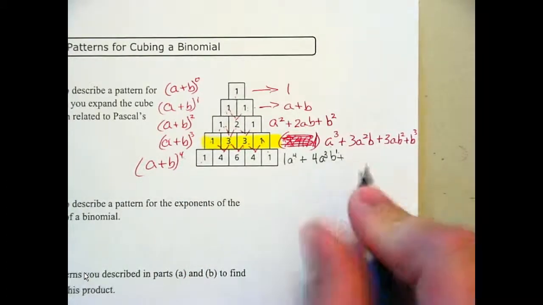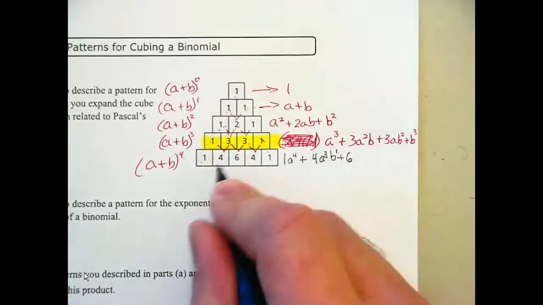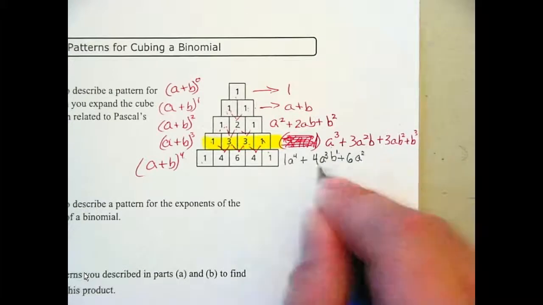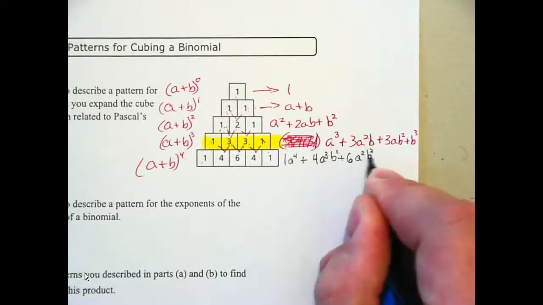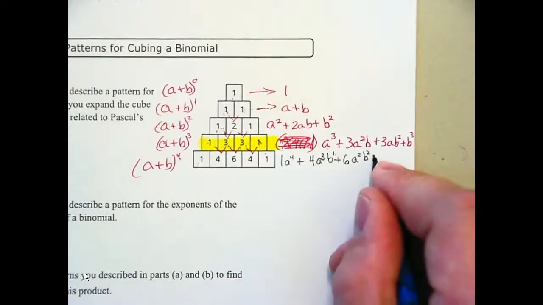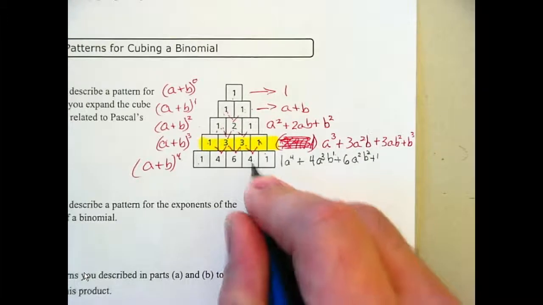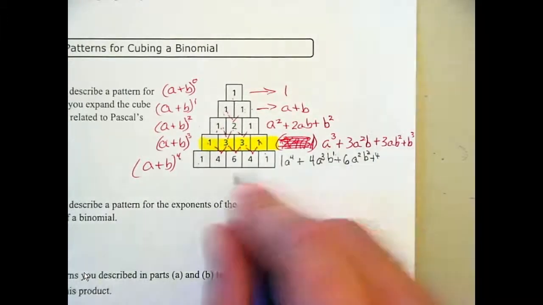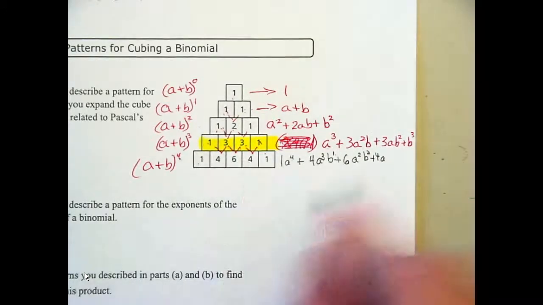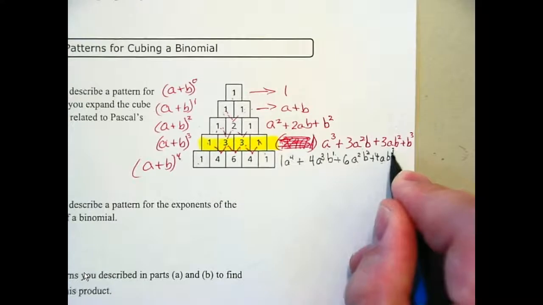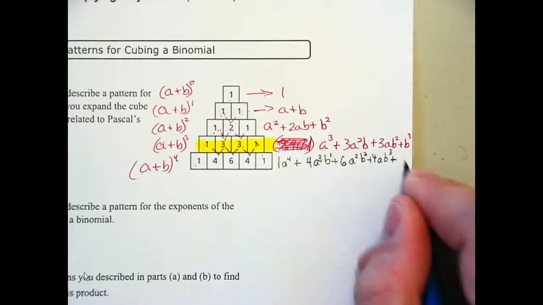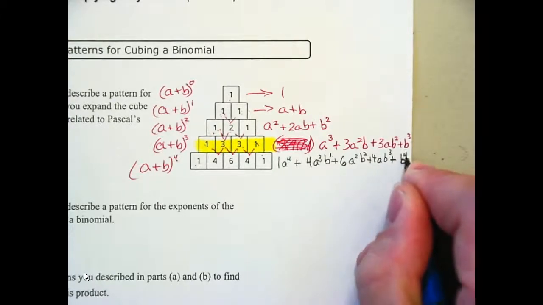My powers, a good way to check yourself: my coefficient here is 6. It's a to the 2nd, b to the 2nd, and 2 and 2 make 4. That's your check. Okay? Plus, now I'm at a coefficient of 4 again. 4, a to the 1st, b to the 3rd. 1 and 3 is 4. My last one is 1, b to the 4th.